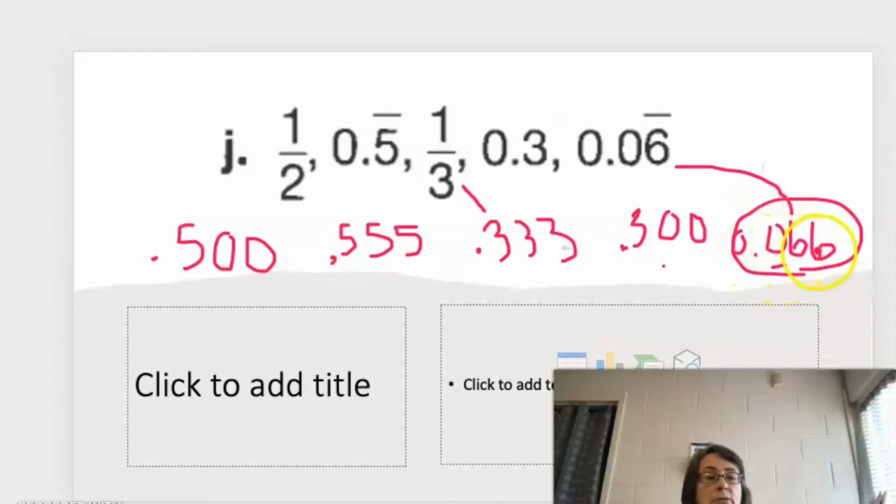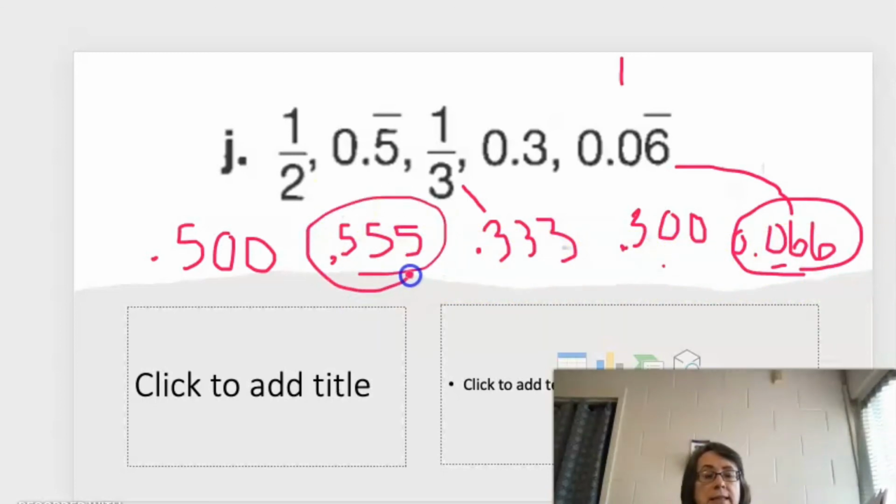So 0.066 is the least. So this one is the smallest. We'll put this down as number 1. Okay, because it's the smallest. And we have 1, 2, 3, 4, 5 numbers. So then we can look at what is the greatest. Okay, the greatest would be this one right here, wouldn't it? This one would be the greatest. So that's 0.5 repeating. So I'm going to put a number 5 on that because that's greatest.